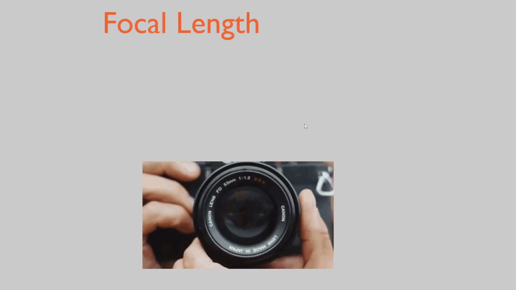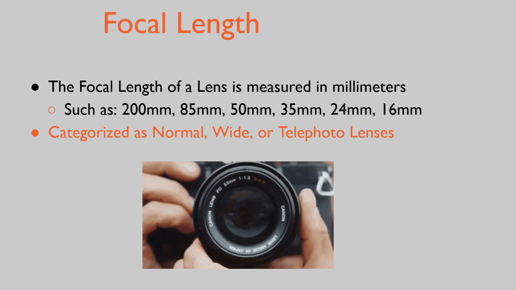So it gives you an idea if it'll help you get a wide shot, a medium, close up, or whatever. And we'll refer to them as a normal, a wide, or a telephoto lens. So yeah, you'll hear these lengths: 200 millimeter, 85, 50, 35, 24. There's a gamut that they can run.